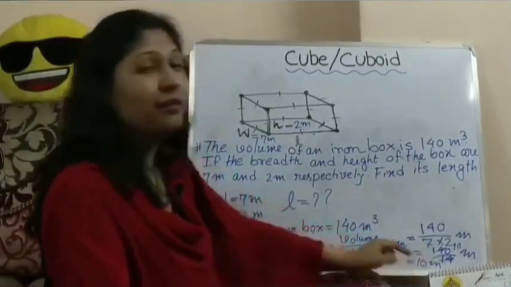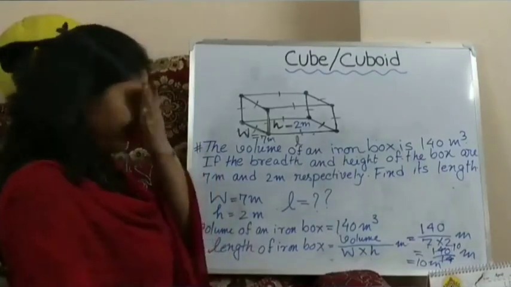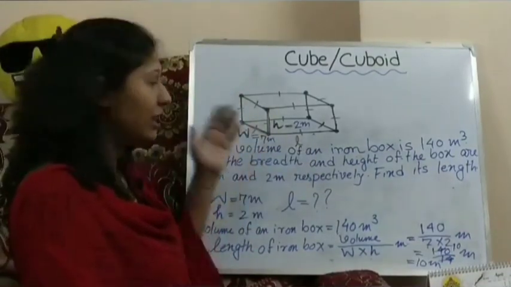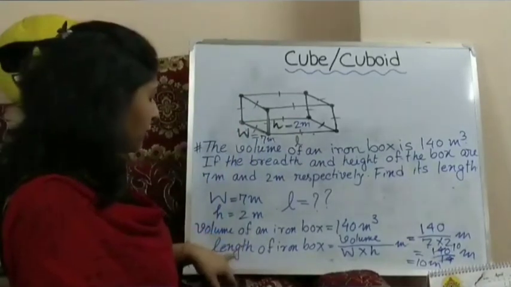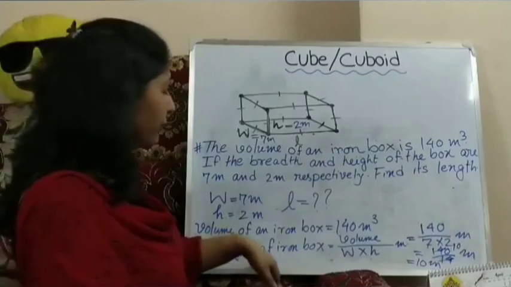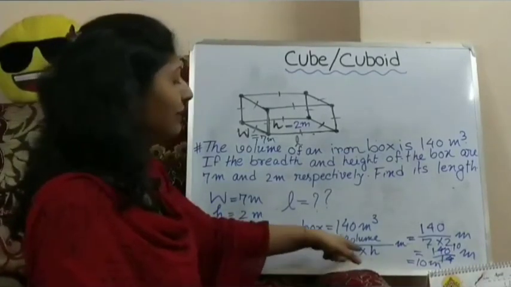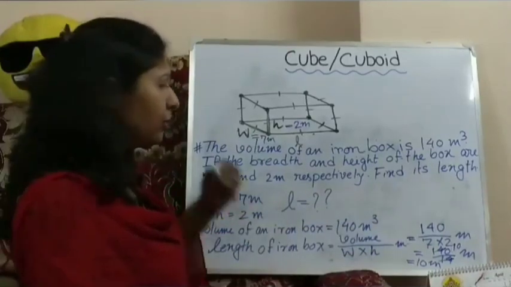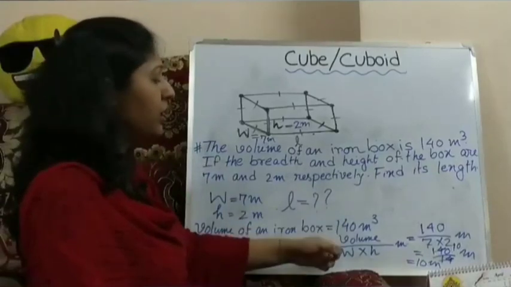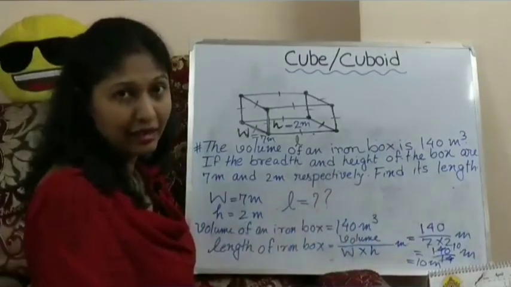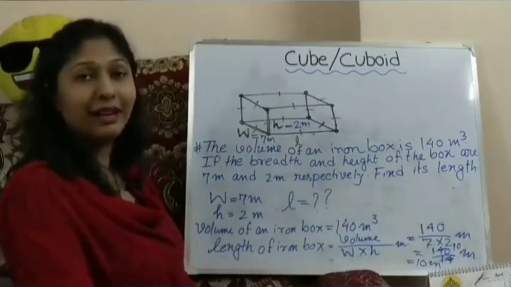Length is 10 meter. So if they ask in another problem sum to find out the width, it is very easy, we should write here width of iron box, that is volume by length into height. So same way height also we can easily find out, volume by width into length. So today I am going to end my class here.